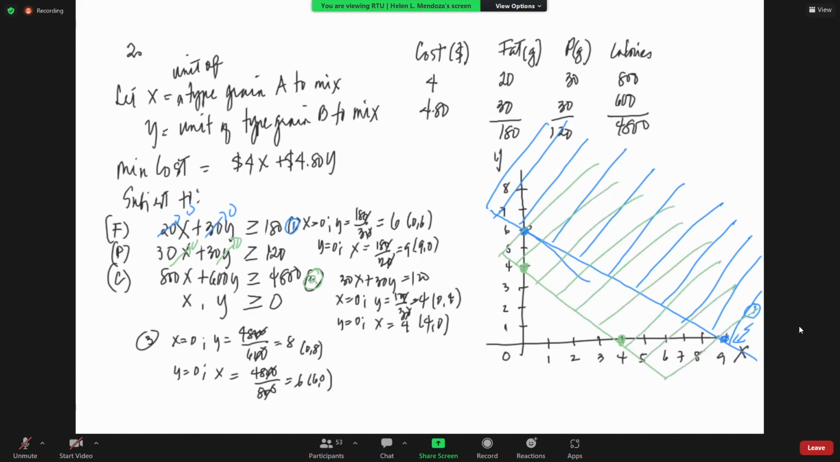So you take the third. Let us again make use of another color. So we use the red, the yellow. So ito yung 3. So we have 0, 8 and 6, 0. Then we connect. You do the same procedure. Substitute 0 to x and substitute 0 to y. Then you know that this is the region.